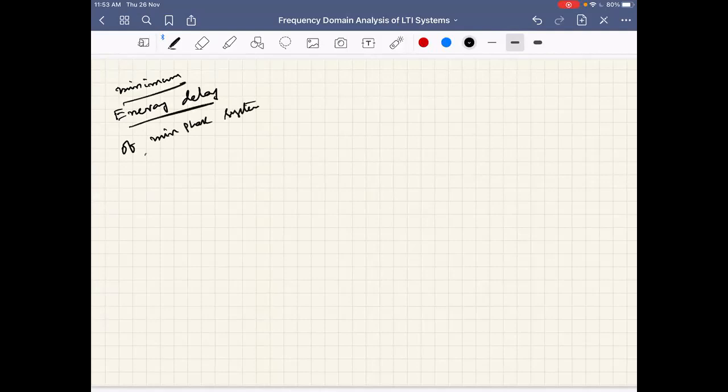Okay, so what does this tell us? How do we characterize the energy of a system? It is the sum from minus infinity to infinity, and for a causal system it starts from 0 and goes from 0 to infinity. Okay, this is the energy of the system. So this is how we define the energy.